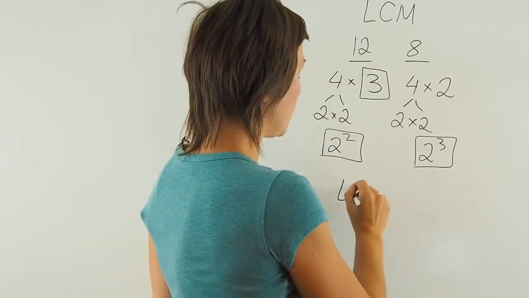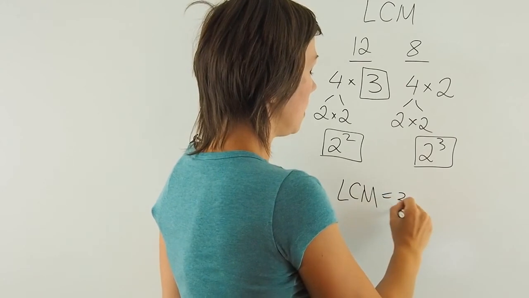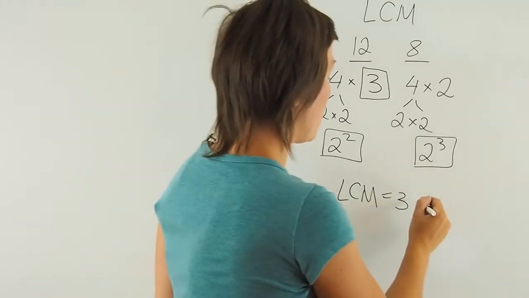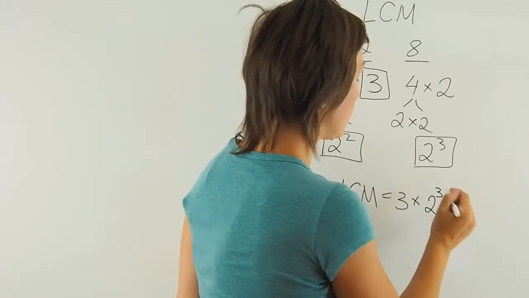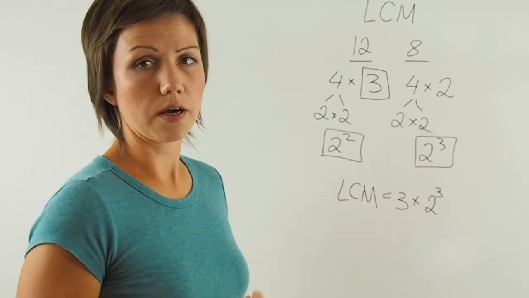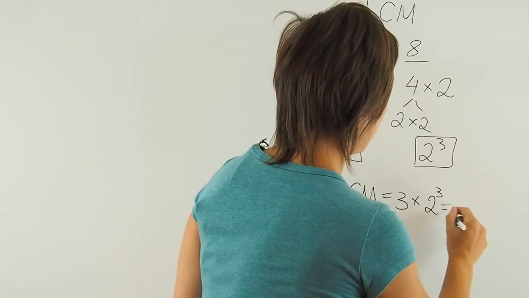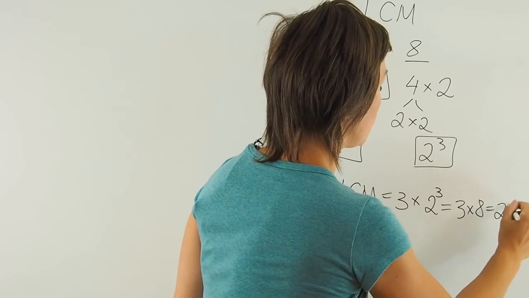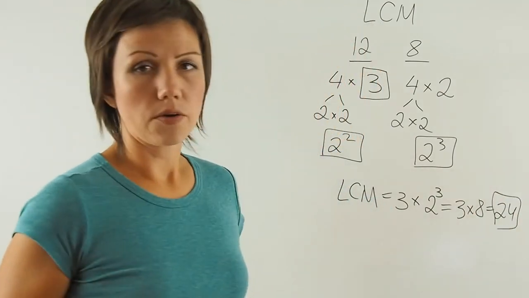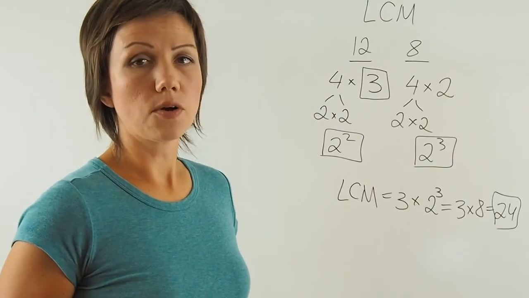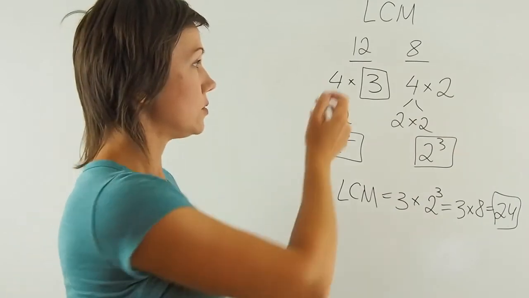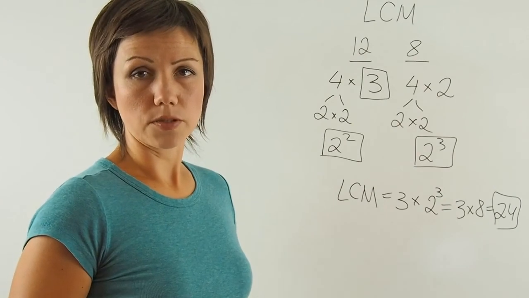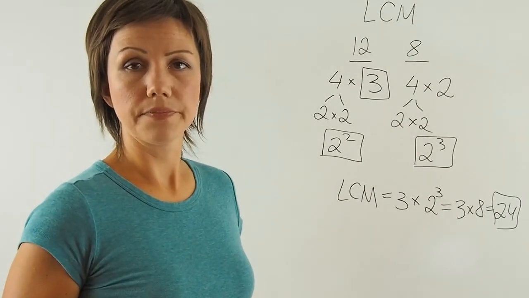And then in order for me to find the LCM, I will multiply 3, which is one prime factor, by 2 cubed, which is another one with the highest exponent. And that gives me 3 times 8, which is 24. So the LCM, least common multiple, of 12 and 8 is 24. 24 could be divided both by 12 and by 8.